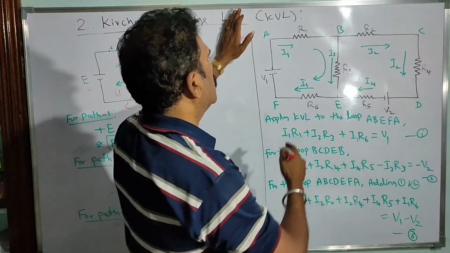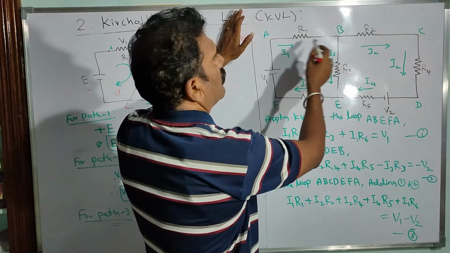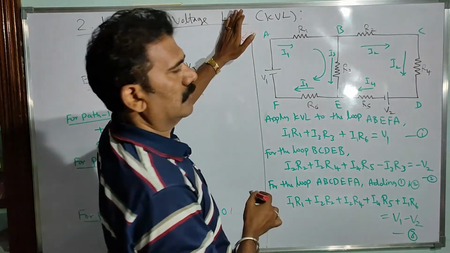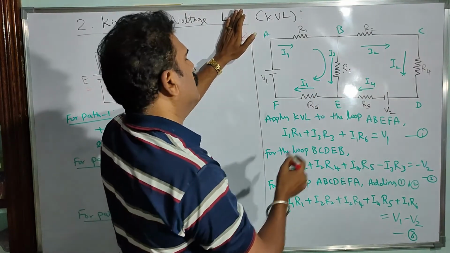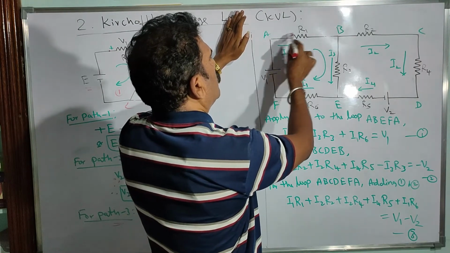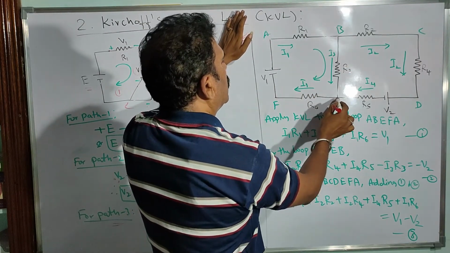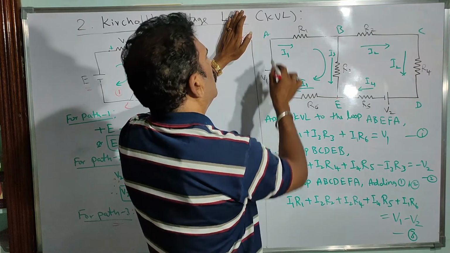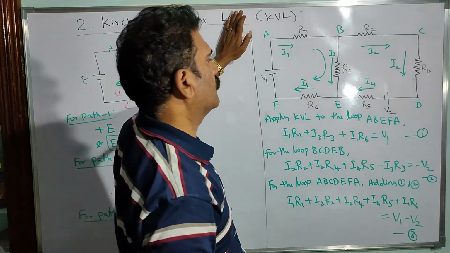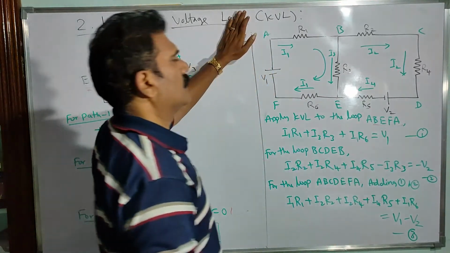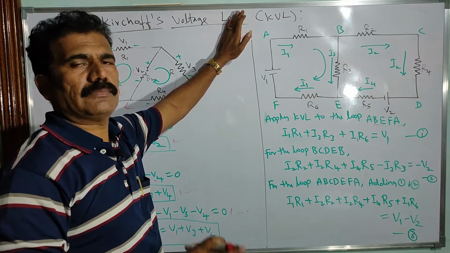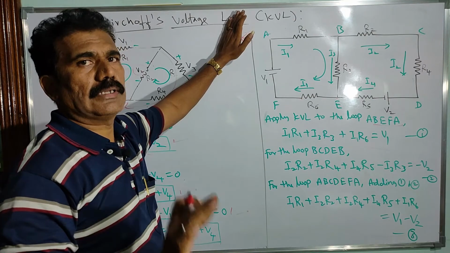Consider the path A. First I will name the network nodes A, B, C, D, E, F. After naming the nodes, you consider the particular loop that starts from point A: A to B, B to E, E to F, and then F to A. This is one completed, closed loop, A, B, E, F. Now what is the product of current and resistance? Another way of applying the KVL is by taking the product of current and resistance.